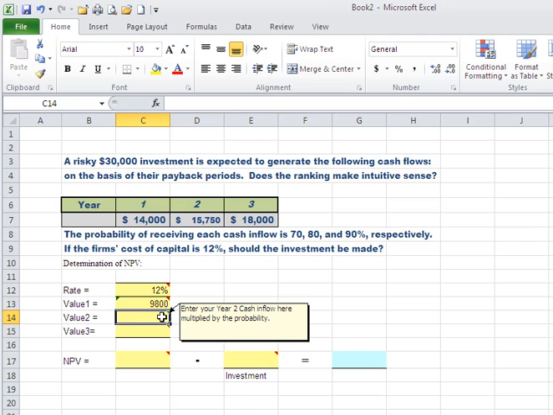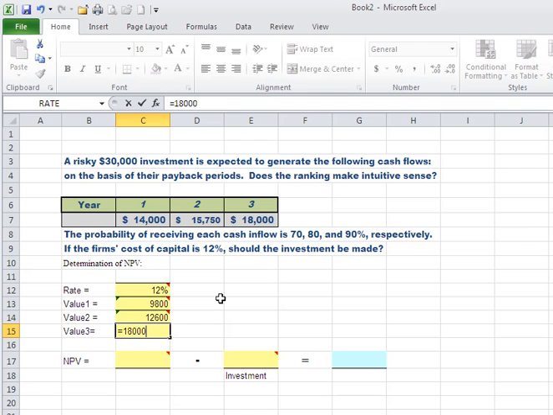In year two, we've got, it looks like $15,750, and we'll multiply it times its 80% probability. And then in year three, $18,000 has a 90% probability.